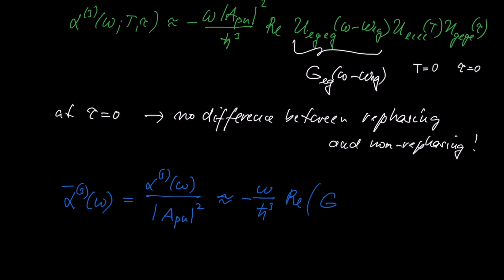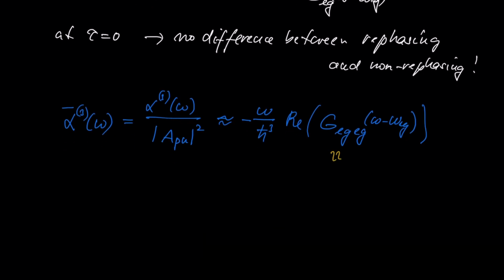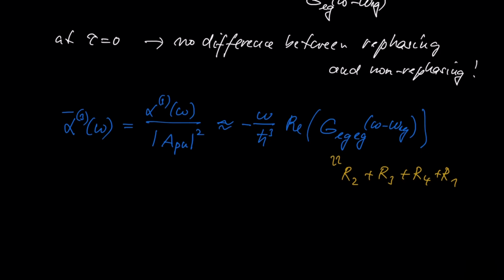So there will be G, EG, EG, omega minus omega EG here. If we assume capital T and tau equal to 0, then all other factors are 1, and there is no difference between the pathways. So the GEG here represents all four pathways: R2 plus R3, the rephasing pathways, plus R4 plus R1, the non-rephasing pathways. In the special case that capital T is equal to 0, this corresponds to a real pump-probe situation.